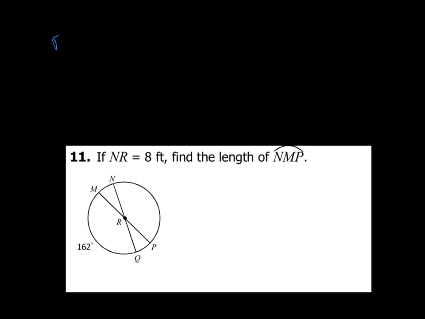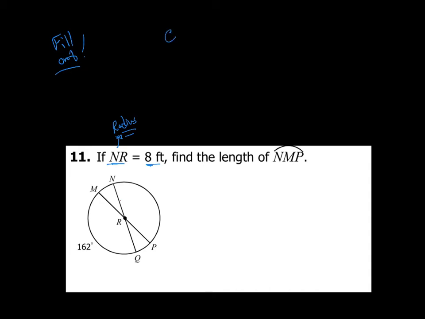Again, fill things out first. I know that NR is 8 feet. So this is 8 feet, which makes this 8 feet, which makes this 8 feet, which makes this 8 feet. NR is a radius, so all of the radii are congruent. Let's just erase that now that we understand. We're going to need this for our circumference formula.